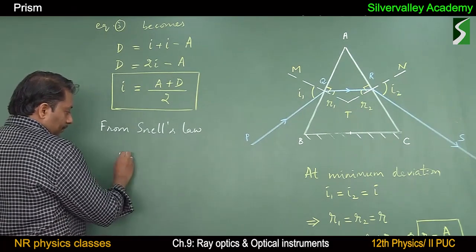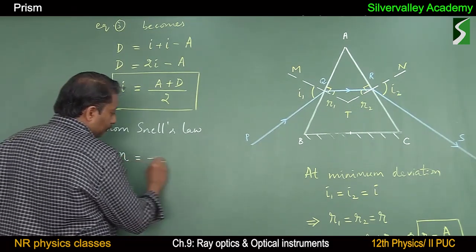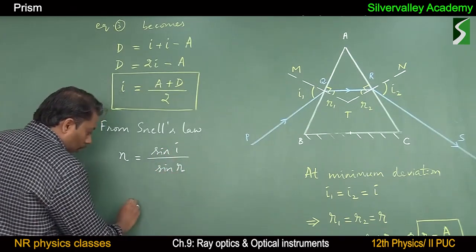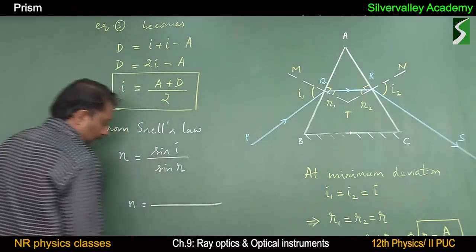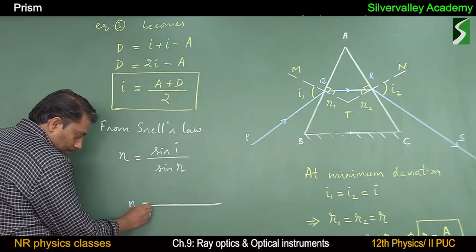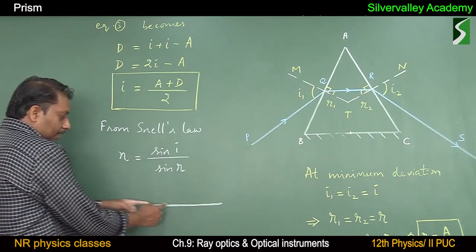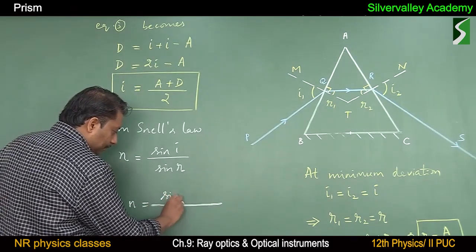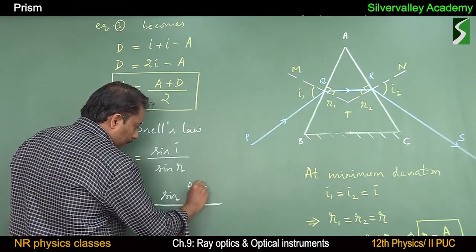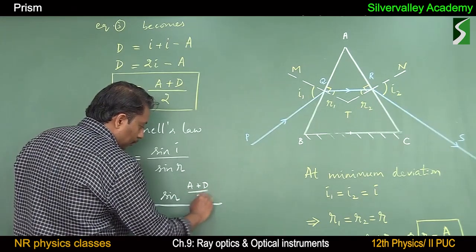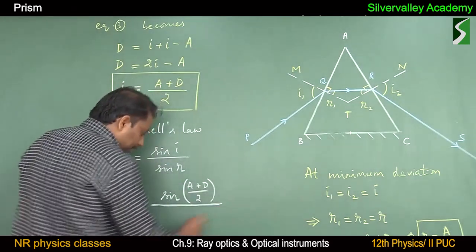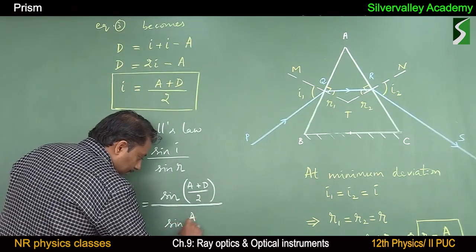From Snell's law, refractive index equal to sin I by sin R, or n equal to, please write like this, students, give attention. n equal to, first draw this, and in the numerator sin I is sin of (A plus D) by 2, put bracket. Then in the denominator sin R is A by 2, it is sin of A by 2.